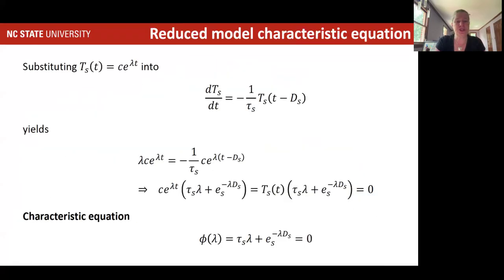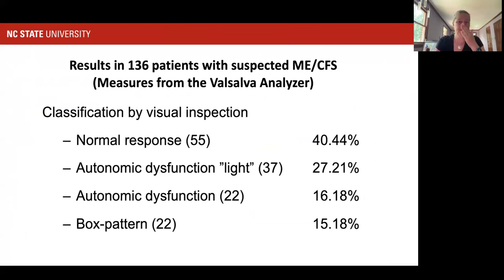But before, let me actually skip ahead a little bit. We took this model. We are in the process of running simulations, estimating parameters from 800 different patients, but it takes a lot of work to do. And then we are trying to see if we can distinguish differences between the patients. In this patient group of 136 of the 800 patients, 55 have a normal response, 37 have some light dysfunction, 22 have another type of dysfunction, and 22 have a new type of dysfunction that hasn't really been described well in literature.